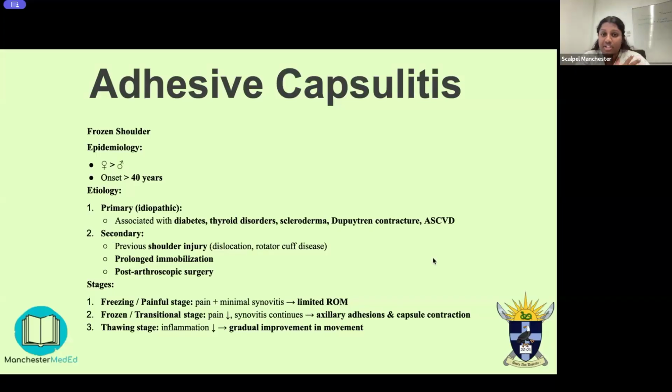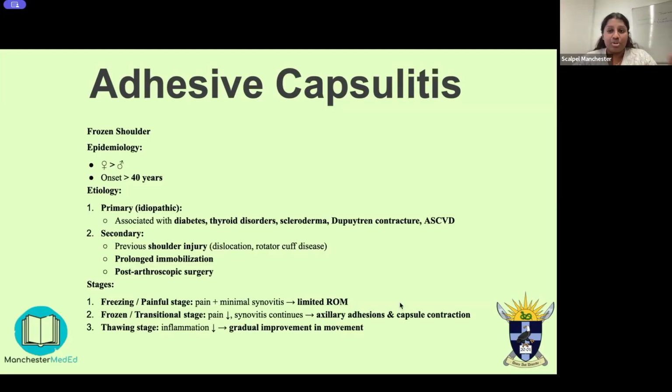Secondary causes are a previous shoulder injury or prolonged immobilization, so your arm's just stuck in a position, especially when you get a cast or splint, or post-arthroscopic surgery. They basically put in two little ports like a laparoscopic procedure, and they look into your joint.